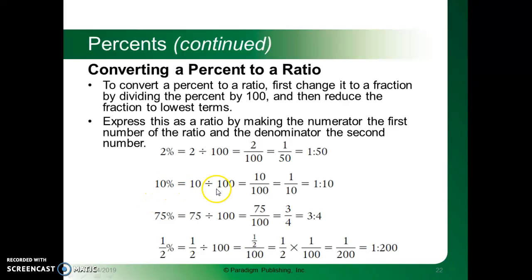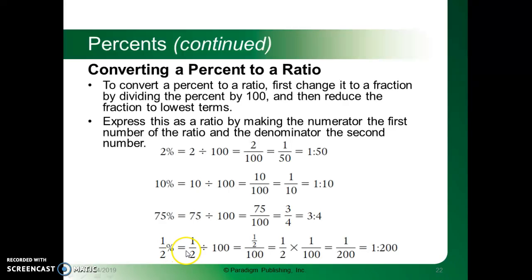10% is equal to 10 divided by 100, or 10/100. Reduce it by 10, you get 1/10, and that'll give us a ratio of 1 to 10. 75% is equal to 75 divided by 100, which is 75/100. Reduce, and you get 3/4, and that'll equal 3 to 4.